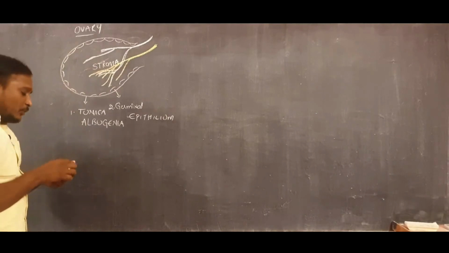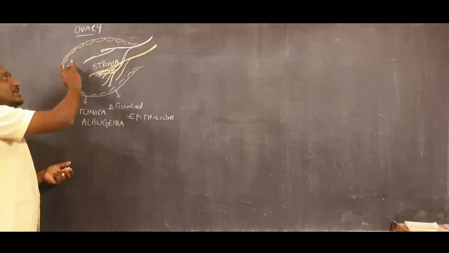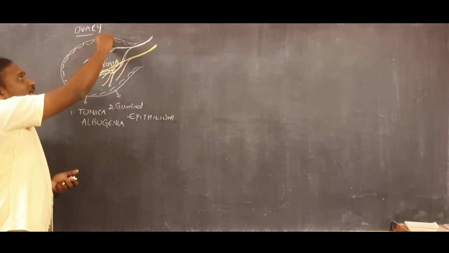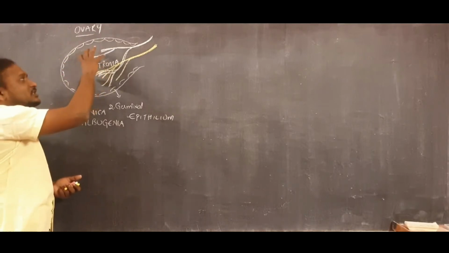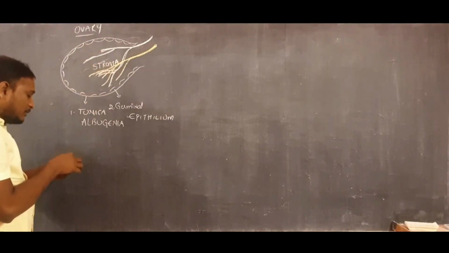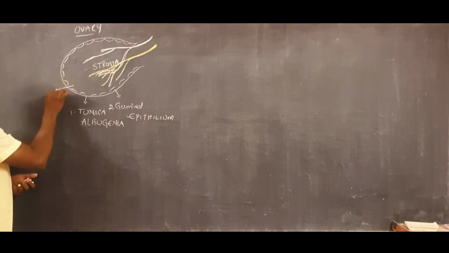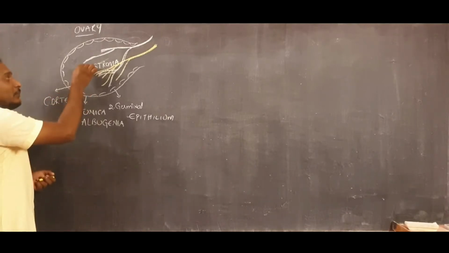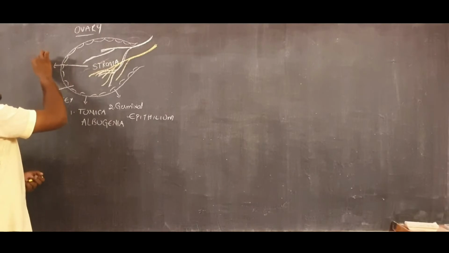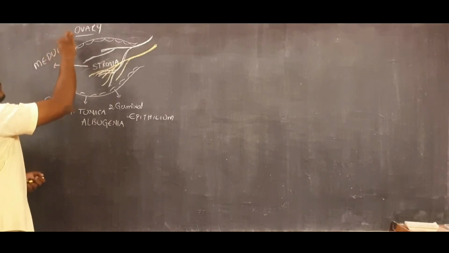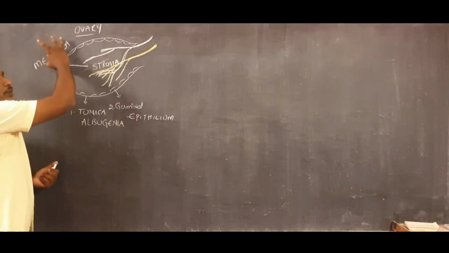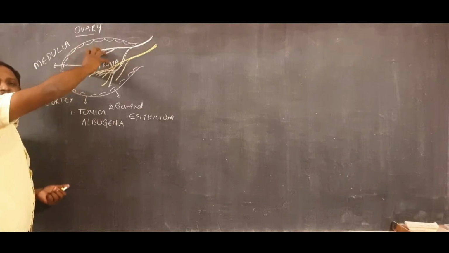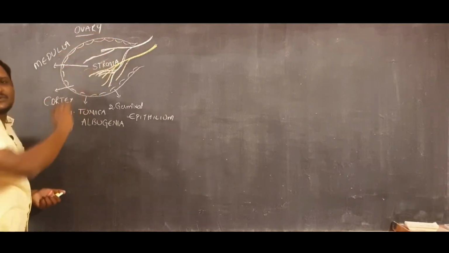The portion present at the marginal side of the stroma, the empty space within the ovary, is called the cortex. The middle portion is called the medulla. That means cortex and medulla are both parts of the stroma. Medulla means the middle part of the stroma. Cortex means the marginal part of the stroma.